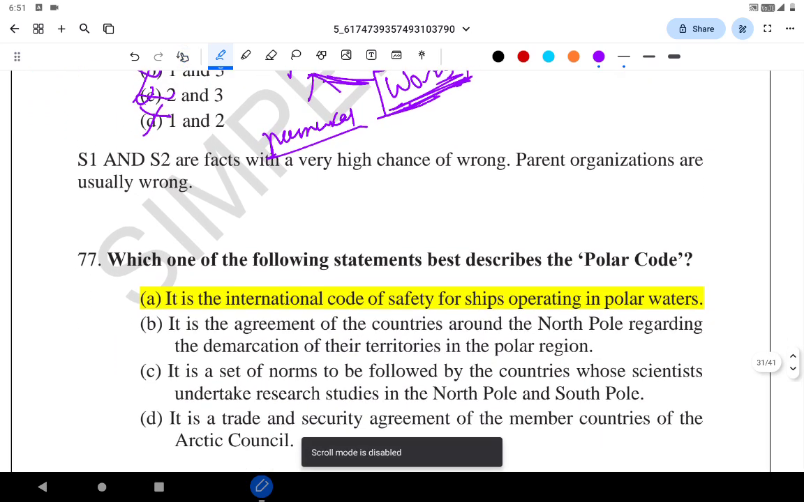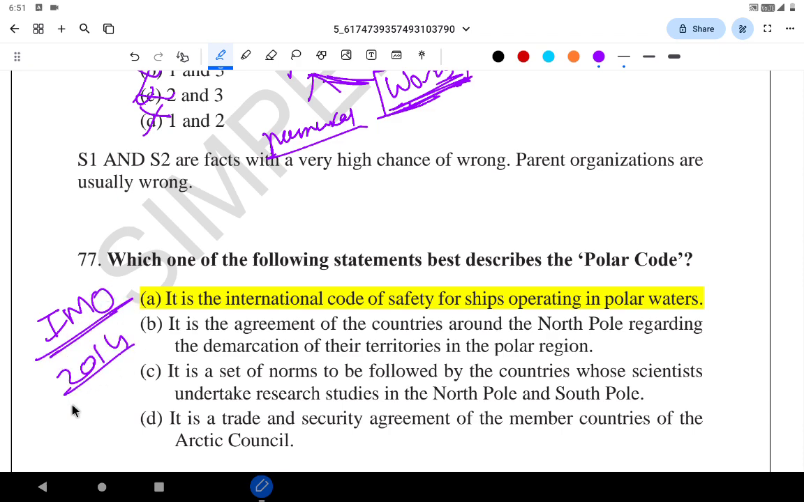With respect to the polar code, the polar code is an international code for safety for ships operating in polar water. It was released by International Maritime Organization in 2014. Polar code is like safety of ships in the polar region.